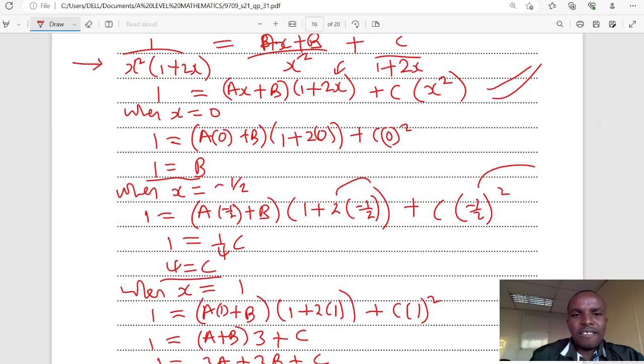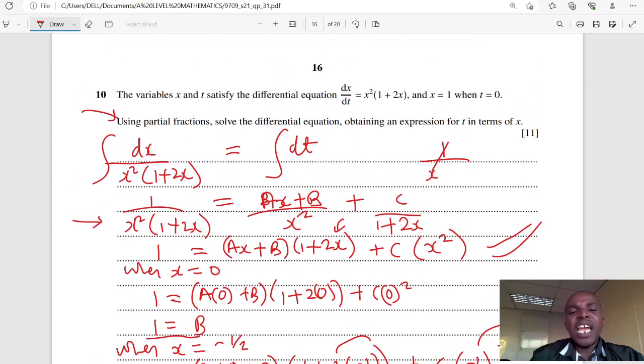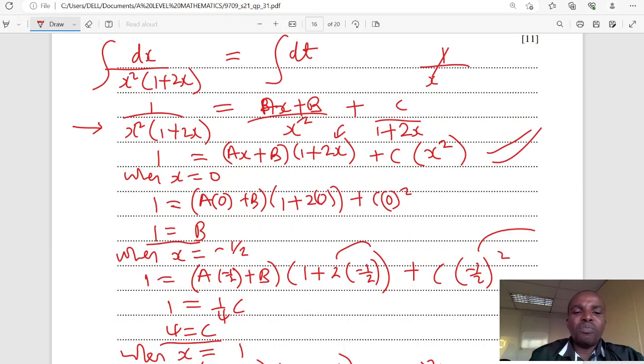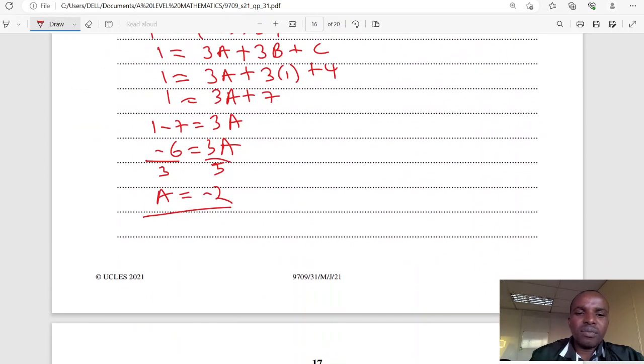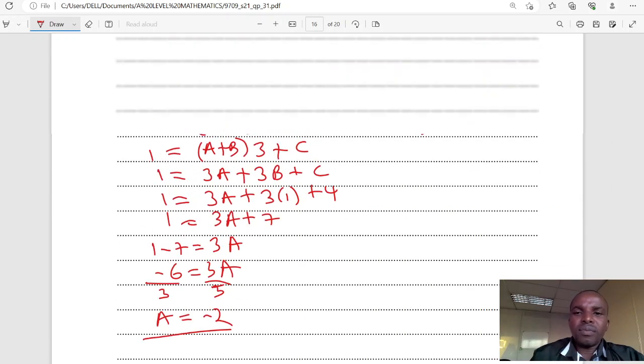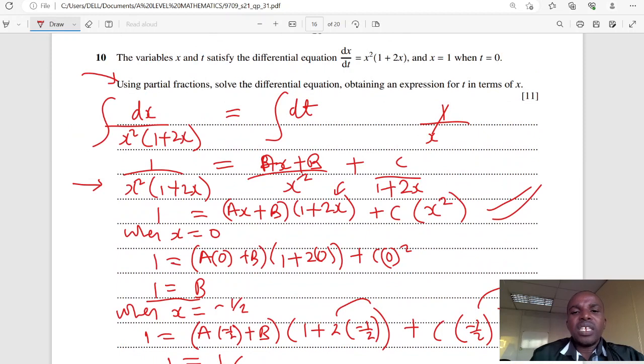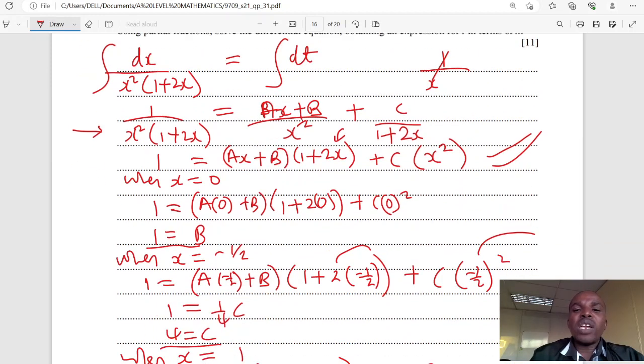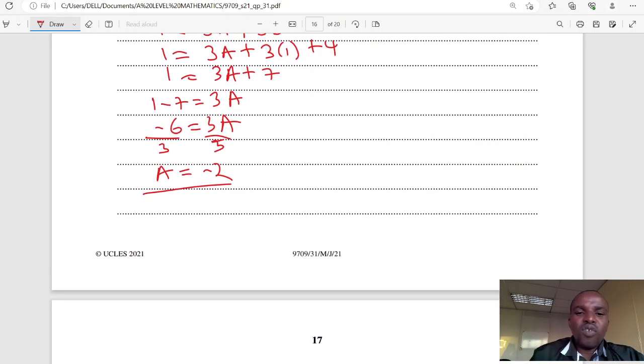Ax plus b, then plus c. So now, where there's a, I put minus 2. Where there's b, I put the value of b, which is 1. So it's minus 2x plus 1 over x squared. Then plus my c. Let me check my c here. c is equal to 4. So it's 4 over 1 plus 2x.